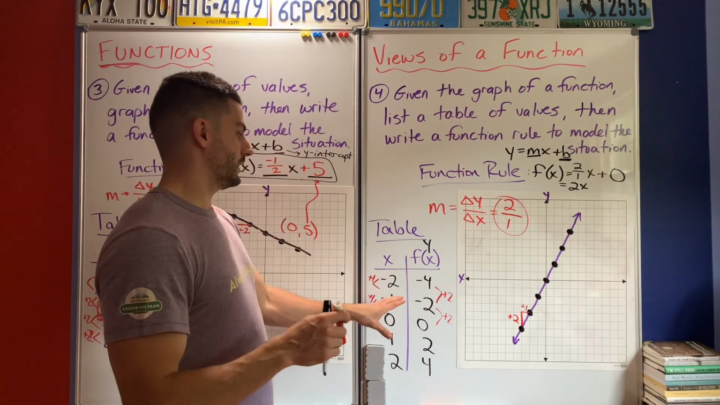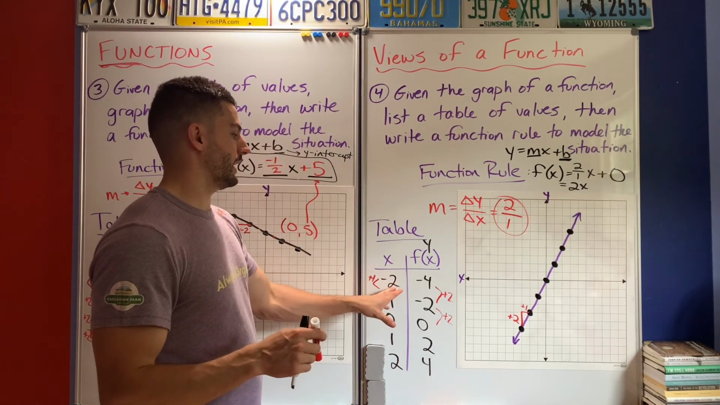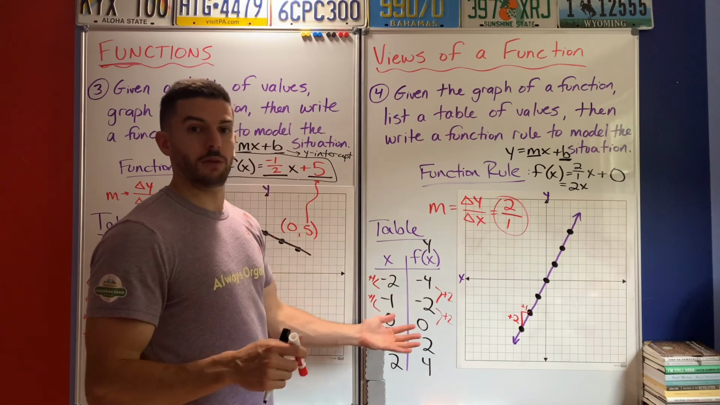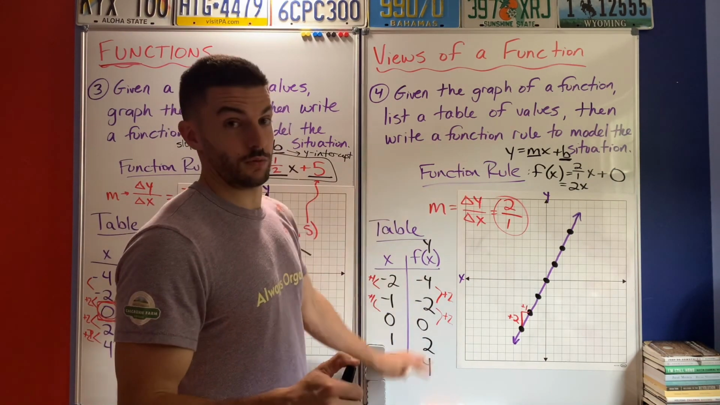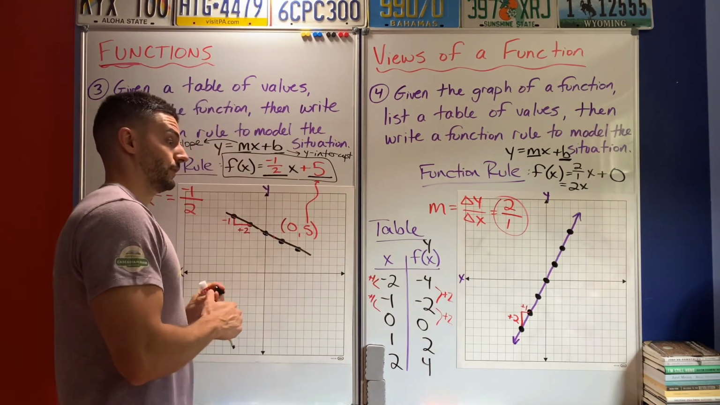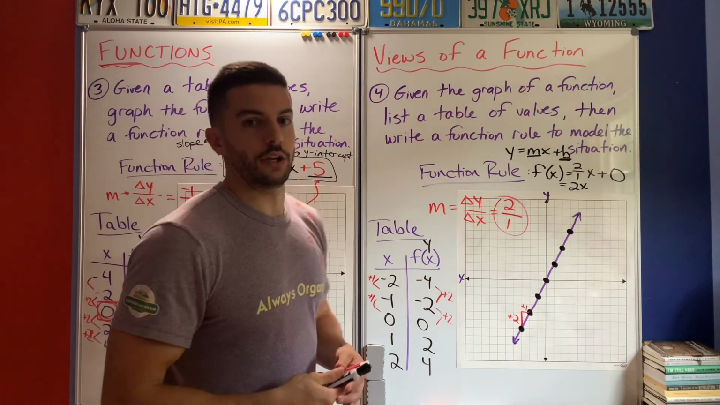And isn't that what's happening in the table? You're just timesing the x number by 2 each time. Maybe you observed that early on. And if you did, then you might have been able to get the equation without even needing the table or the graph. So there you go. That's it.